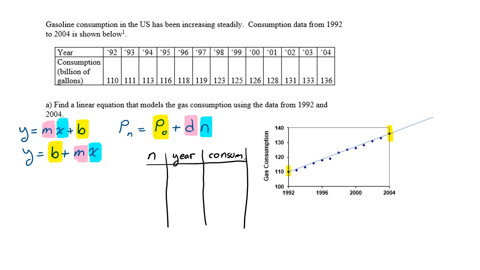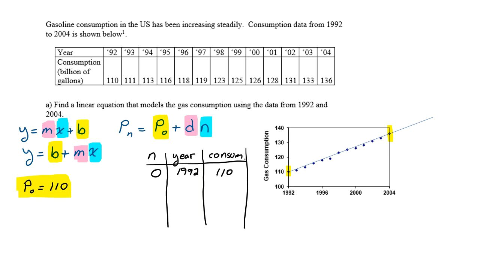Let's go ahead and make 1992 year 0. We don't want to go all the way back to year 0, meaning like 2,000 years ago. So we pick some year to be year 0, and because we're using 1992, we're going to pick 1992. What this tells you right here is that the consumption in 1992 was 110 billion gallons. So therefore, P sub 0, the initial consumption, is 110 billion gallons. That is the P sub 0 number that we need.